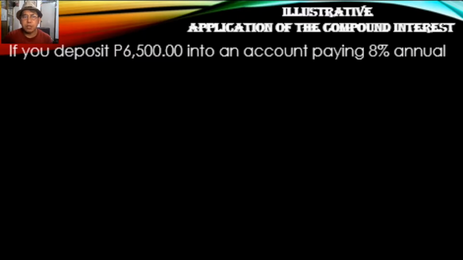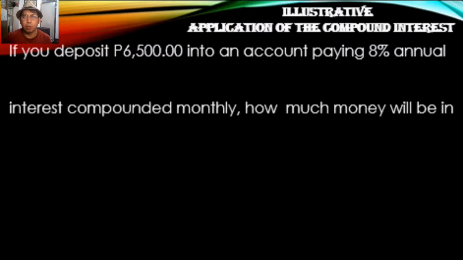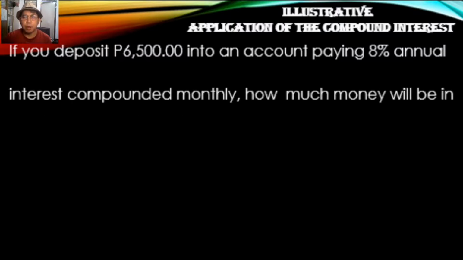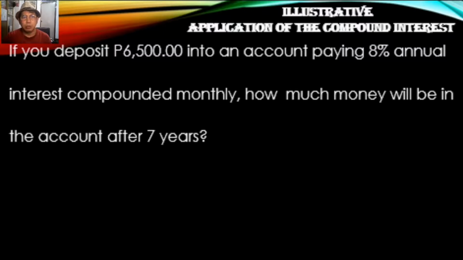To further understand the problem, let's try to see another problem. If you deposit 6,500 in an account paying an 8% annual interest rate compounded monthly, how much money will be in the account after 7 years? Now, to solve this problem, again you have to analyze it carefully. So we have here the principal amount. The principal amount is 6,500 pesos. That is the one that is to be deposited.